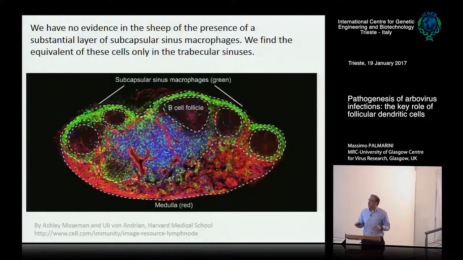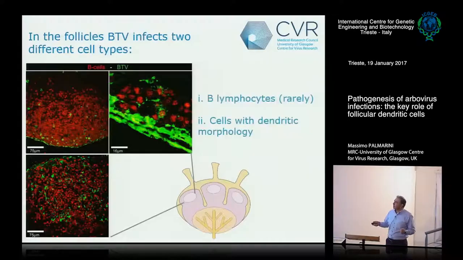Now, my PhD student moved to the laboratory of Facundo Batista, who made this discovery. And so the first question he asked her was, so what about the subcapsular sinus macrophages? She was terrified too. And then he just said, no, relax, just tell me what you think. And she said, I think that it's only in mice, a phenotype that exists only in mice. Now, they think that also in humans they do exist, but certainly in sheep they don't have this structure. This is another reason why we do need to have experiments not only done in mice and humans, but also in different animal species.